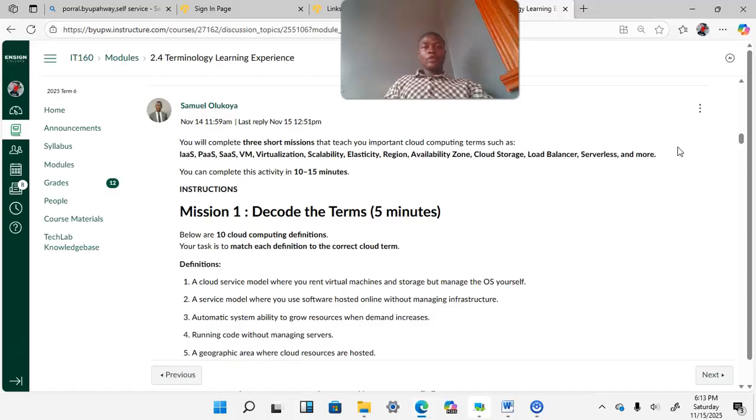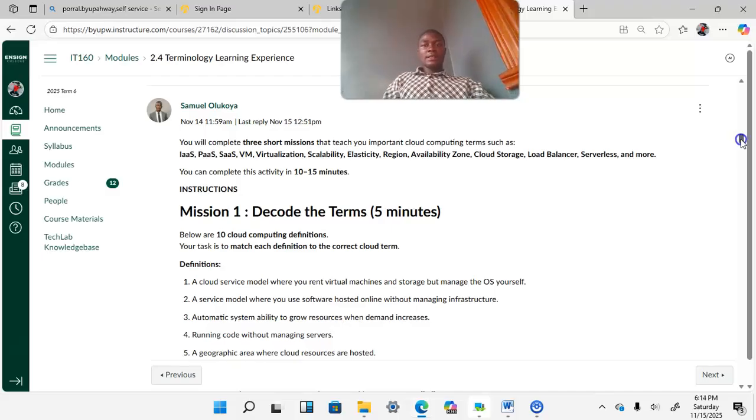It really was fun when I practiced all of the key definition terms. For the descriptions, he uses key definition terminology that has to do with cloud server administration, such as infrastructure as service, platform as service, software as service, virtual machine, virtualization, scalability, elasticity, region, availability zone, cloud storage, load balancer, and so on. What I really love about the activity is that it helped me to retain key definition terms while solving a real world problem that has to do with cloud computing.